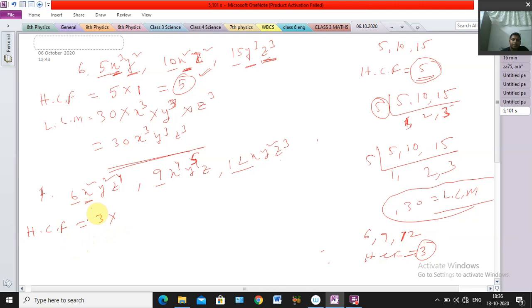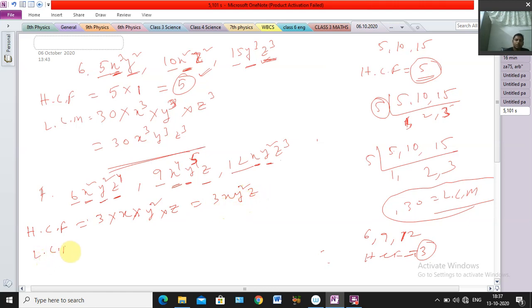Next, x square is given, here x to the power 4 is given, here x is given. So which one will we take? We will take x only. Clear? For y, here y square is given, here y to the power 5, here y square. So we take the lowest power, y square, because y square is in the first and last parts, and y to the power 5 in the second. For z, here z to the power 4, second part only z, third part z cube. We take z only, because it is the lowest power. So that is the HCF. Just do the multiplication: 3x y square z.